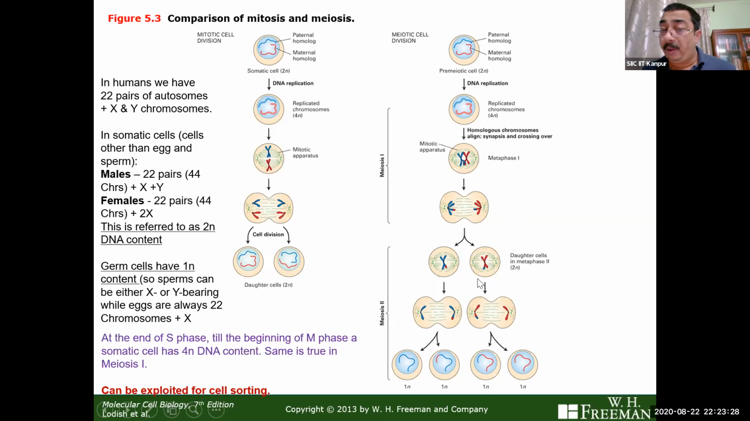But then when we have meiosis 2, there is no replication. Simply the 2 copies of the same chromosome, like say the mother's one or the father's one, are taken apart. So now you have 4 different cells all having haploid content. And these are the germ cells.